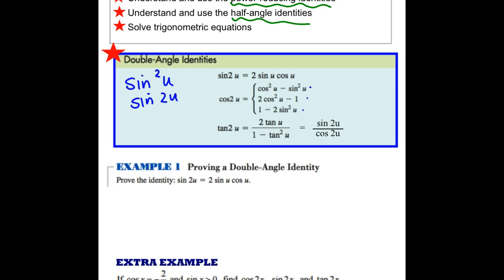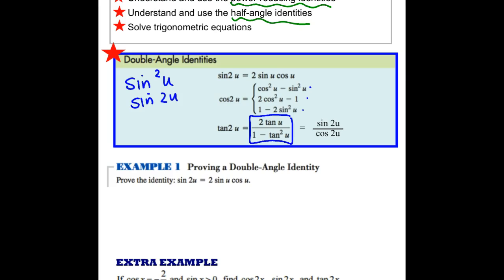Okay? So the cosine of a double angle is the cosine squared minus sine squared. Cosine squared plus sine squared is 1, but the minus version is the same as the cosine of a double angle. 2 cosine squared minus 1 and 1 minus 2 sine squared are also used for cosine of a double angle. And then for tangent of a double angle, we do have this version. So if you know the tangents of your angles, you could use that option.